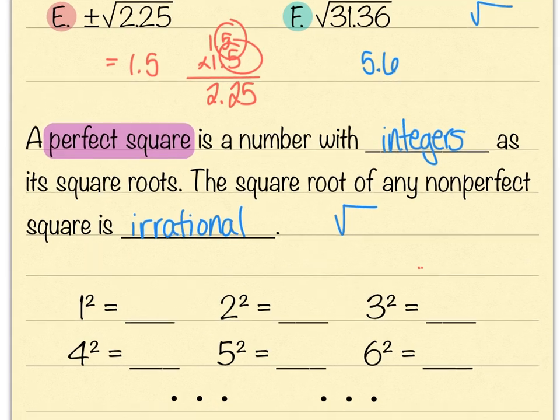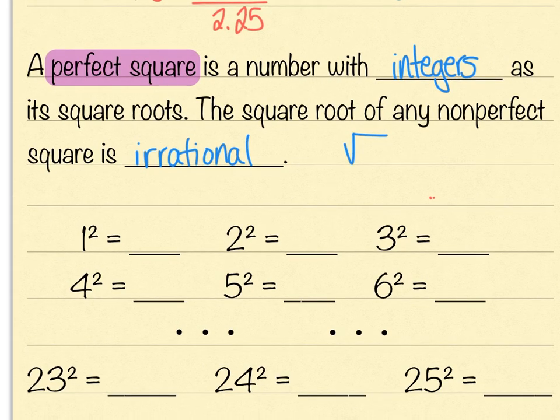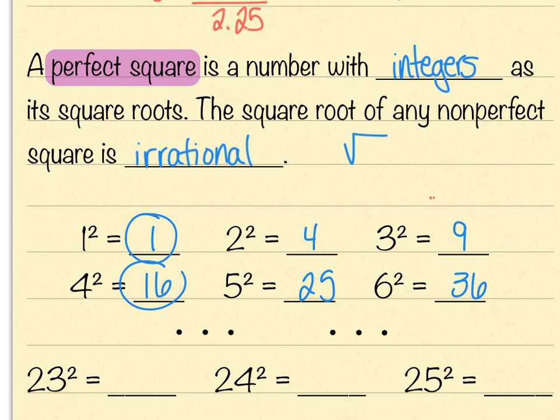So if we can actually make a list of perfect squares. The list is infinite, but we'll just list out the first few here. 1 squared is 1. 2 squared is 4, 3 squared is 9, 4 squared is 16, 5 squared is 25, 6 squared is 36. So when I square root any of these numbers that I've written in blue here, I'm going to get a nice answer. That's why we call these numbers perfect squares.